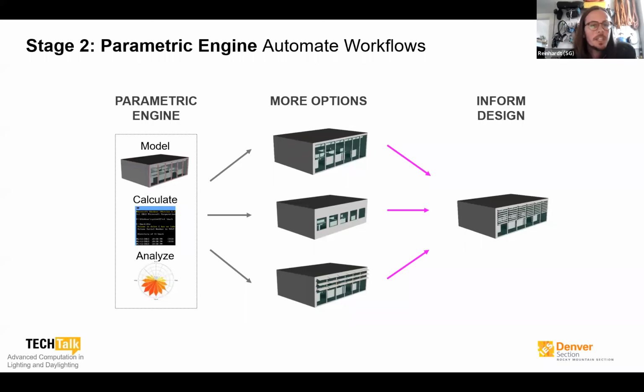The next step in this is stage 2, parametric engines. These essentially act as a way to automate your workflows. So now what we're doing is we're packaging your parametric engine, your model, your calculation, and your analysis engine at the front end, and you can run through more options, more purple arrows to inform the design. That's the basic premise of a parametric engine, to automate those workflows.